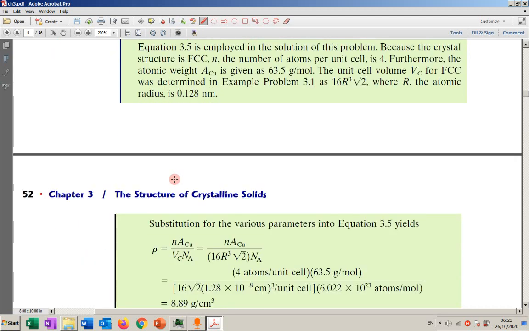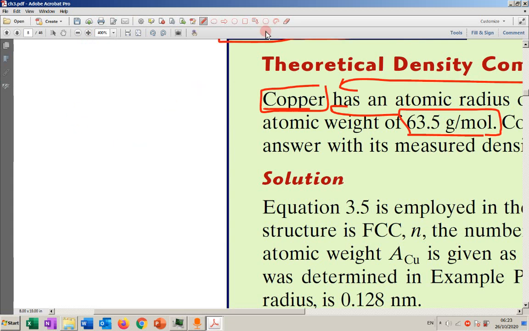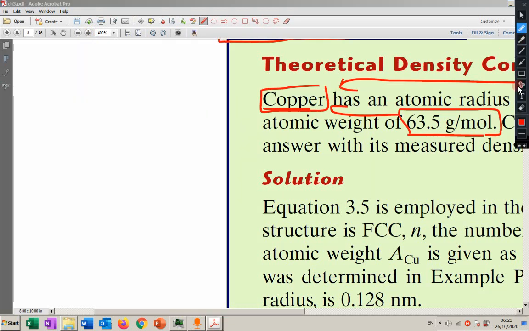So the solution is here, but I'm just going to explain it on the board together to see how we're dealing with it. Now, we'll go for the density equation. It's equal to n A over Na, and here we have Vc.